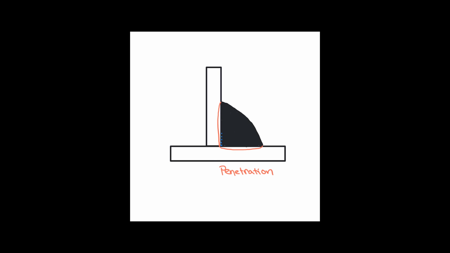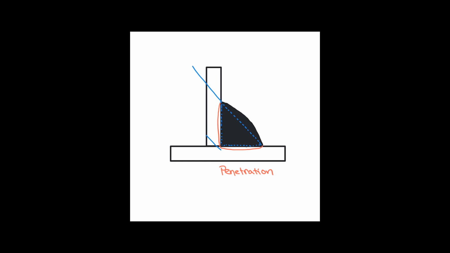All right, so the first throat we're going to talk about is called the theoretical throat. The theoretical throat basically only takes into account the very edges of the parent material, and then if we were to draw a straight line from one toe to the other, essentially creating a right triangle. So at first glance, you can see that the theoretical throat is actually a smaller representation of what the actual size of the weld can be.